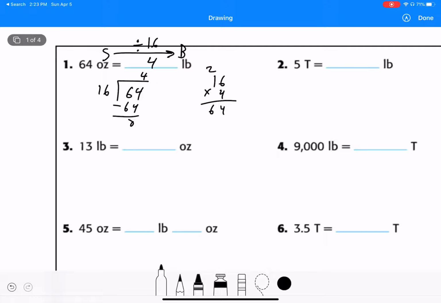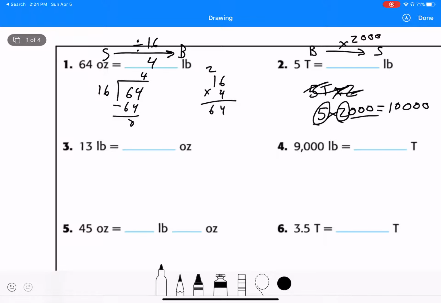Over here we have 5 tons to pounds. So we go from big to small. We must multiply. So we have to multiply by 2,000 because 1 ton equals 2,000 pounds. So 5 tons times 2,000. We can quickly do 5 times 2 and get 10. Keep your zeros. And we get 10,000 pounds.